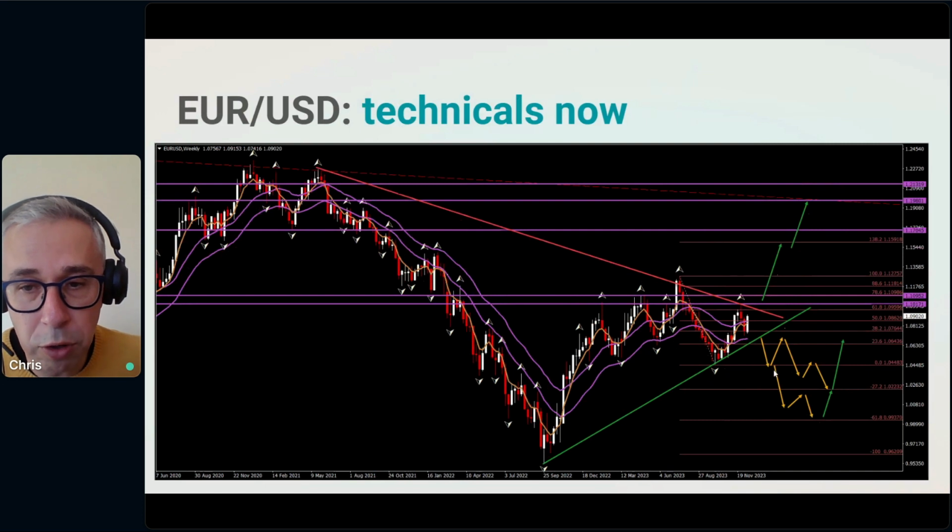Now that move down could be impulsive or a little bit choppy, like a falling wedge. If it's a falling wedge, it could stop at the -272 target. If it's more impulsive, then it probably will go deeper towards the -61.8 target.